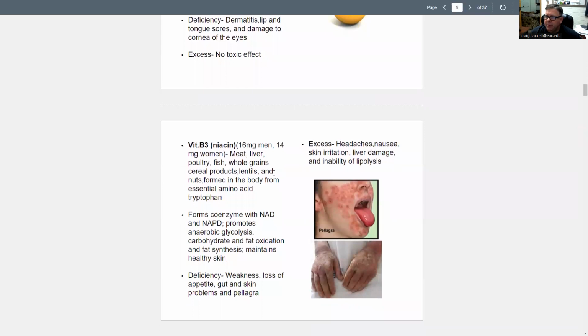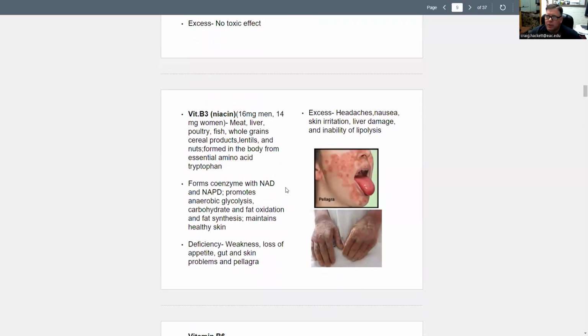B3, niacin, you may have heard this one. It's also a coenzyme for NAD and NADP, which is a metabolizer of carbohydrates in a non-aerobic state. Not that you need to know that, but when there's no oxygen in there, this helps break down that. It also helps break down fat oxidation.